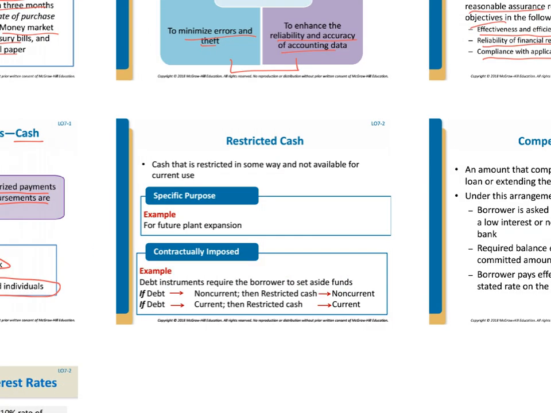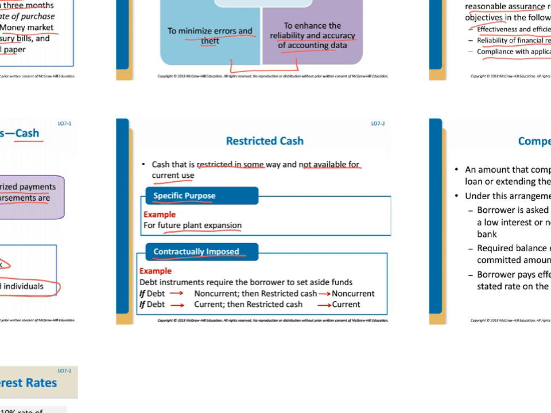Restricted cash is cash that is restricted in some way and not available for current use. And so because of that, we don't classify it with cash and cash equivalents. Instead, we're going to report it as a non-current asset, such as investments in funds or other assets. Now, we do want to consider what the purpose is of this restricted cash. If it's a specific purpose that we have, for instance, for a future plant expansion, we would classify it as investments in funds or other assets and classify that as a non-current asset.